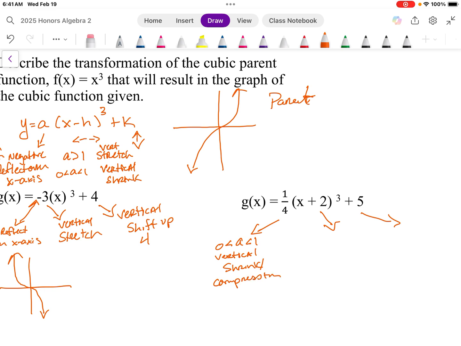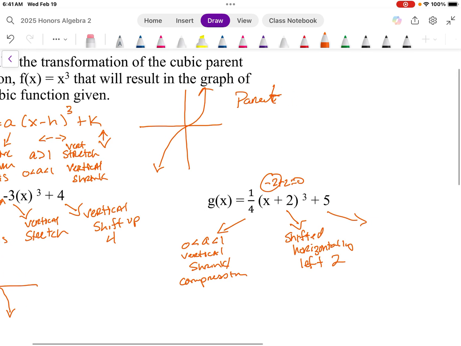The +2 tells me that I shifted horizontally. So that means left to right. Shifted horizontally left 2. Again, it's the opposite of the inside, or you can think about what makes the inside 0. -2 + 2 = 0. So I had to shift it left 2. And then the back number here, the 5, tells me I have a vertical shift up 5.